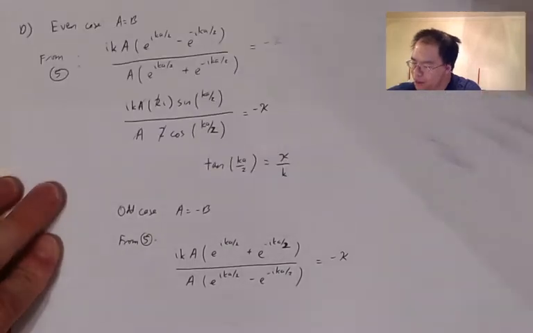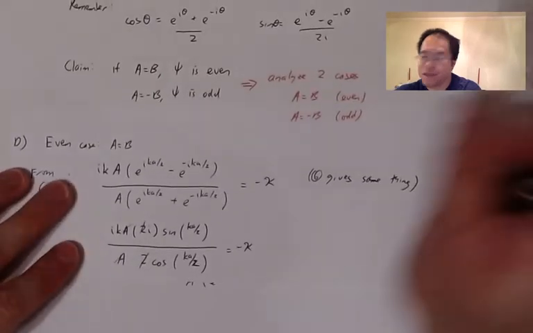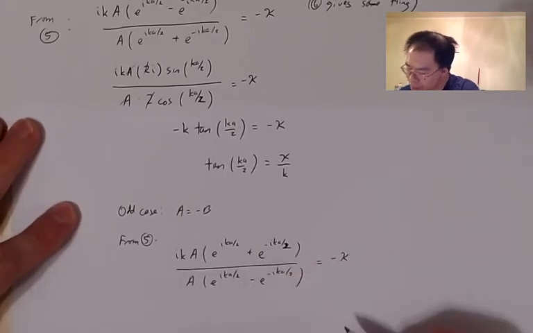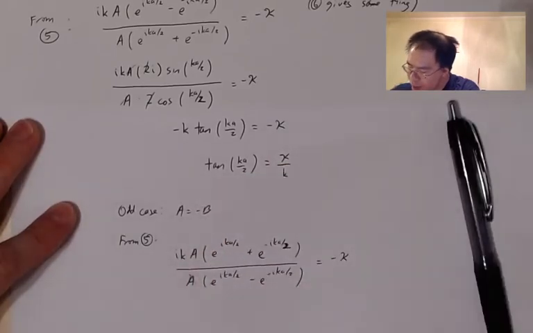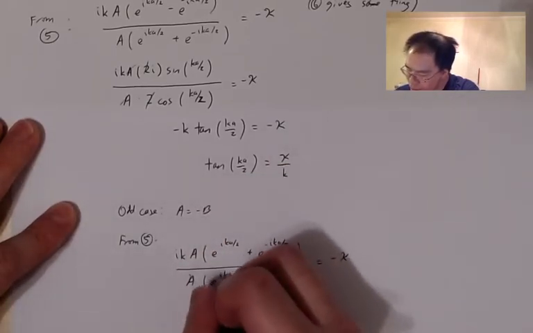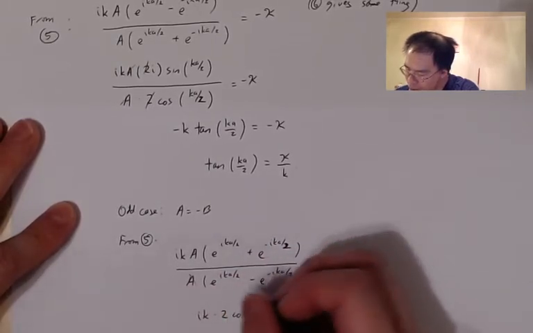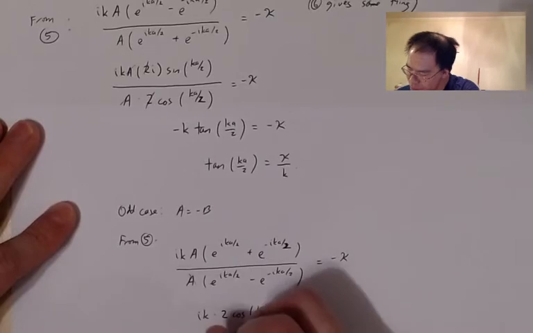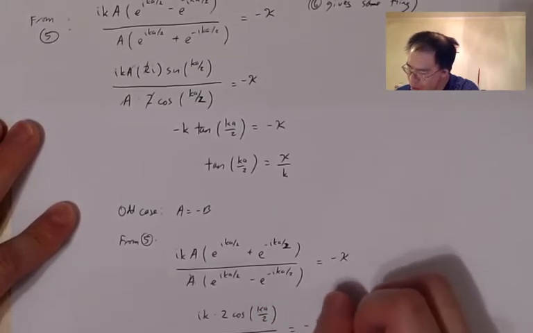Okay. Once again, I can simplify this with the help of my cosine and sine relationships. Upstairs looks like a cosine, so if I cancel first my A's, I get ik times 2 cosine ka over 2. And downstairs I have 2i times sine ka over 2 equals minus kappa.